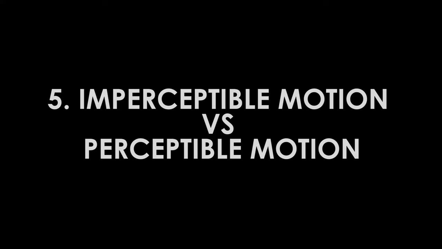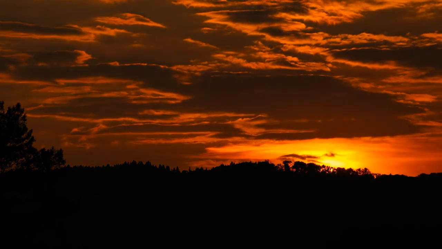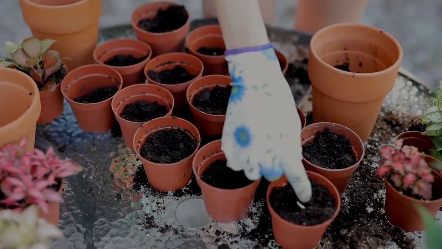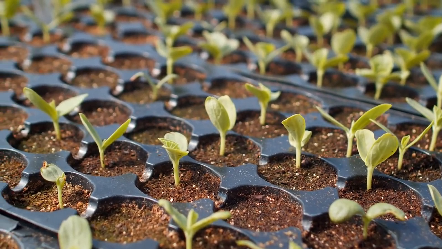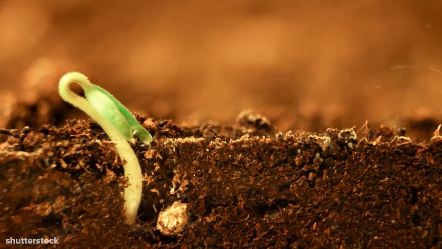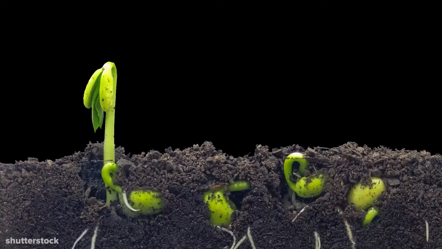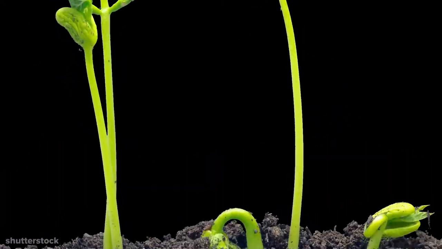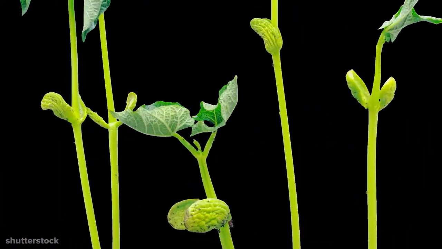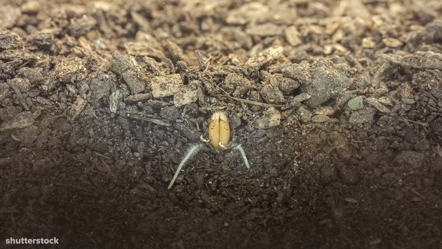The fifth contrast is imperceptible motion versus perceptible motion. Anyone who has watched a sunset or taken care of plants has experienced change over time that takes place below our ability to detect directly. We do not watch a seed push through the dirt and grow, but rather, we make comparisons in our day-to-day memory to infer motion. This is why time-lapse photography is so useful. It speeds up events so that we can understand the motion.